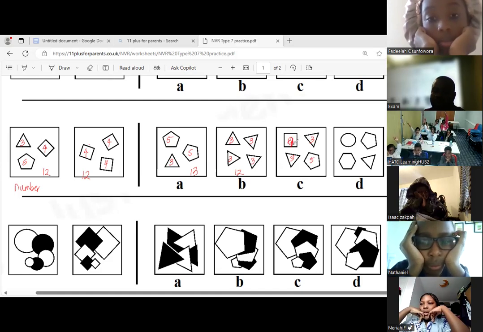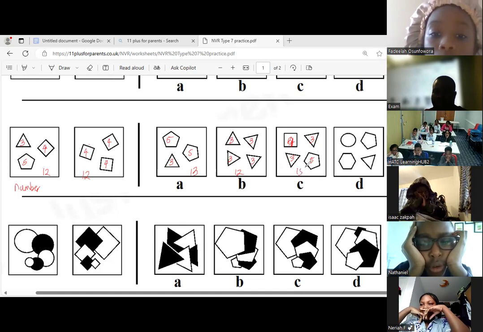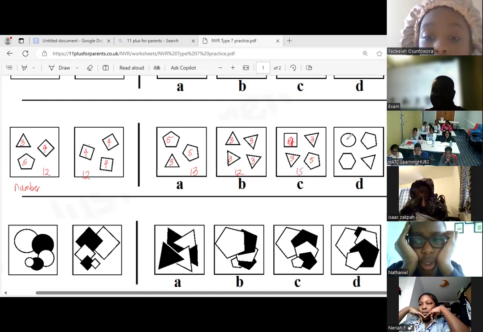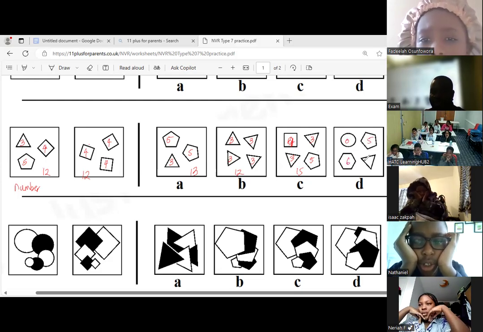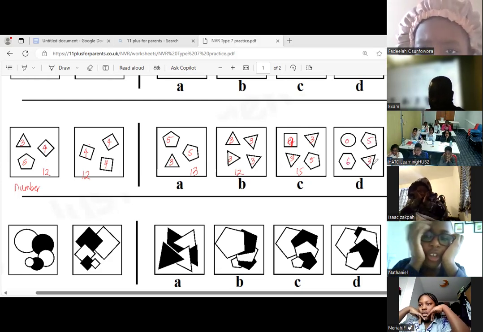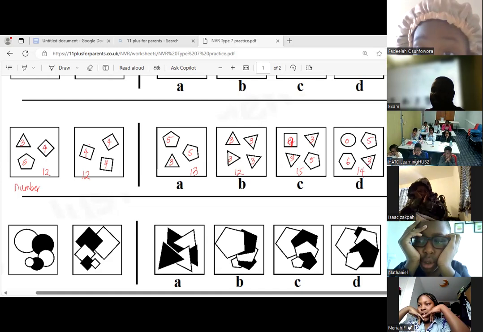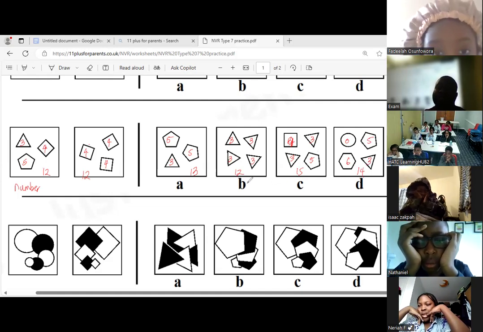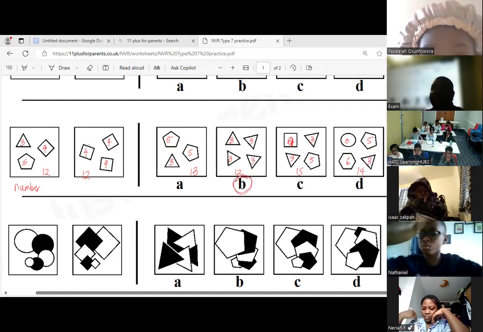Plus what? 5. Plus 4. 4 plus 3 plus 3 plus 5, which makes what? 15. This one has what? How many sides does a circle have? 0 plus 5 plus 6 plus 3. That makes how many? 14. This has 6 plus 6 plus 4, which makes what? 16. So the answer will be B. Does this make sense to everybody?